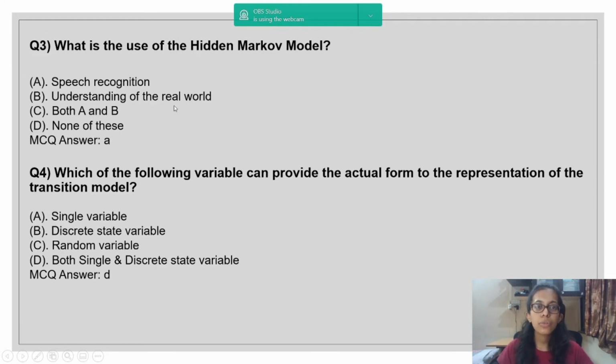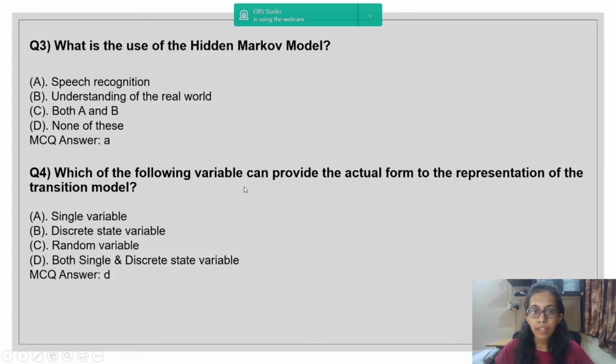Third, what is the use of hidden Markov model? Like I mentioned, it is similar to the hidden layer networks of neural networks. So speech recognition is definitely one of them. Understanding of the real world cannot be one of the answers because there are real-time factors that are included in option B. So answer A is the answer.